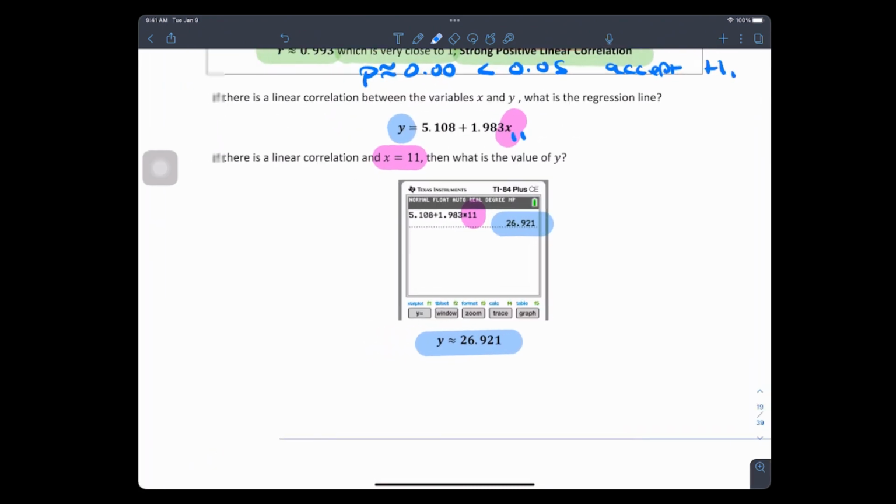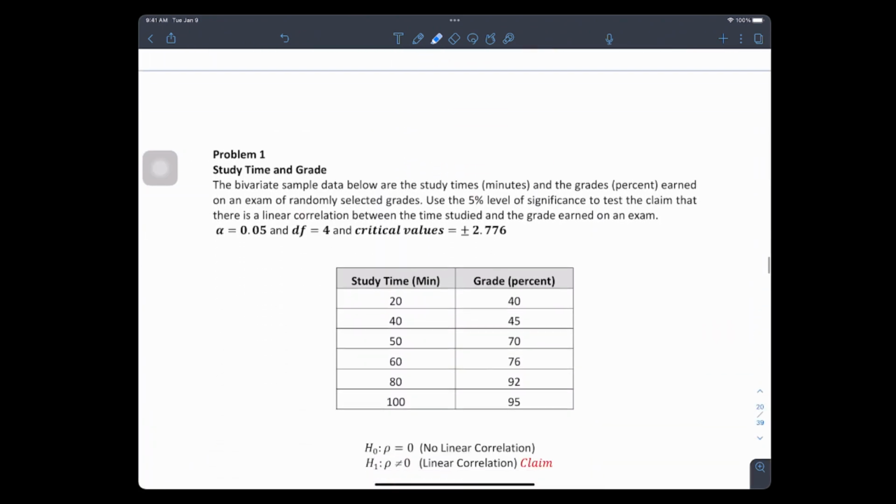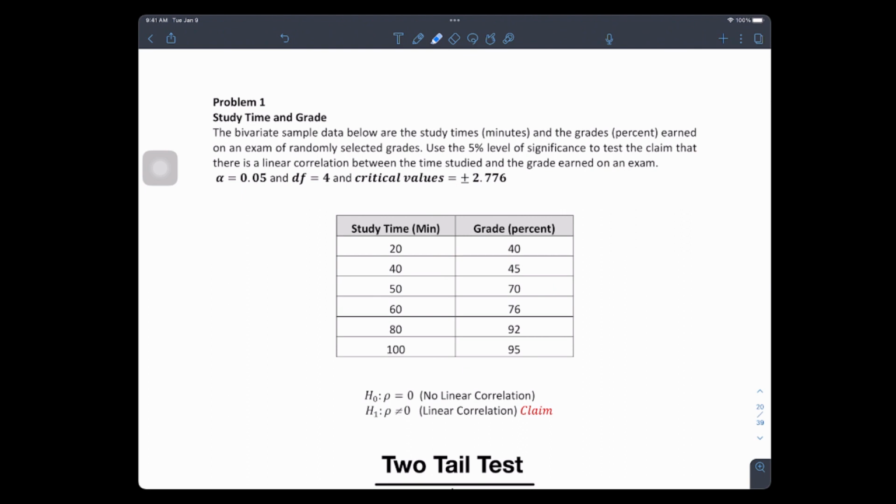Okay. Saying I'm not ready for a break, Mr. Judge. Oh, here's the study time in the grade. Oh, it's perfect. Perfect.